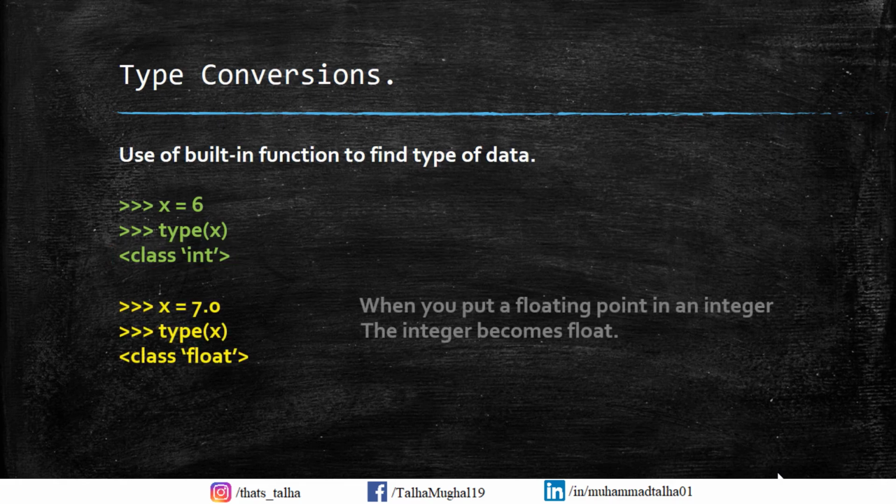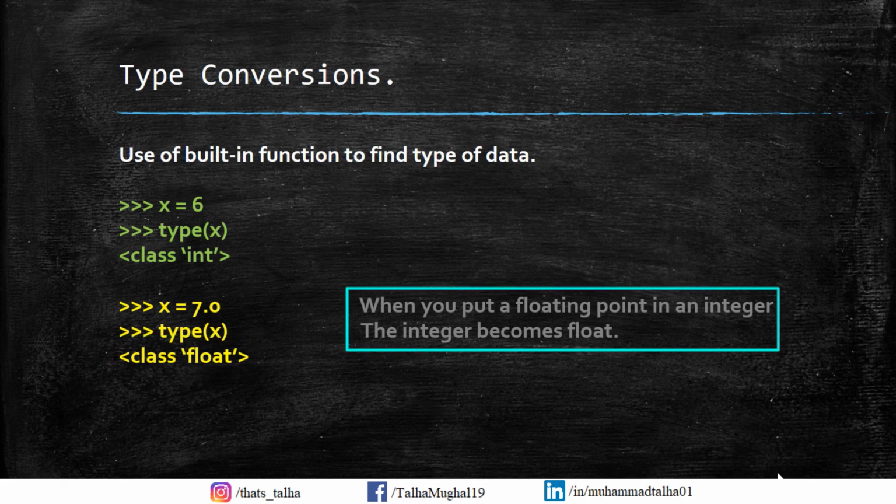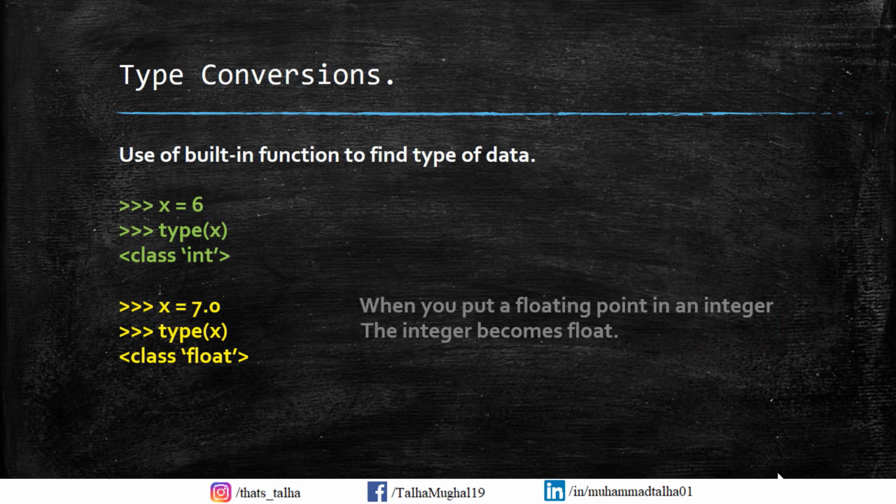In the next example, I will store the value of 7.0 in variable x, and after that I will go ahead and check the type of the data. Now as a result, it will return the class of float, because whenever you put a floating point in an integer, the integer becomes float. So that is why the class changed from int to float. In the third example, I will store a string in a variable. Now on checking the type of that variable, I will get the class string, which shows that the value of x is actually a string.